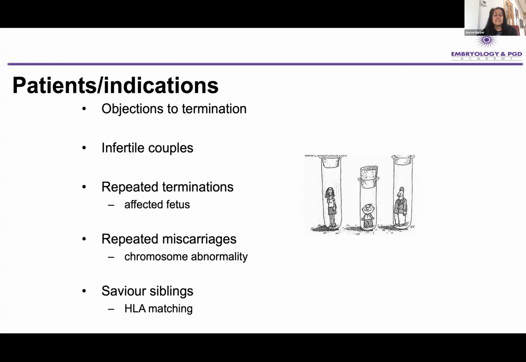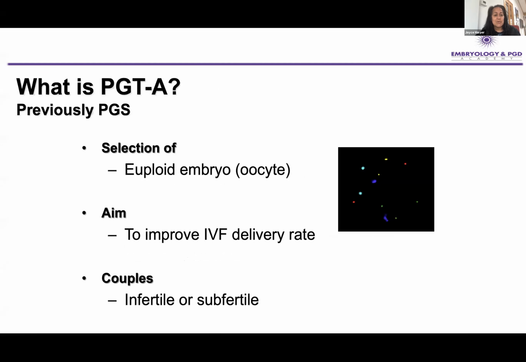And we're not going to talk about this today, but we do talk about this in the module. We can do PGT for save your siblings, but that's a long story. So PGT-A, so on the certificate module, Roy gives a whole talk about PGT-A, but this was previously PGS. So this is the selection of a euploid embryo or oocyte, so one that is chromosomally normal. And almost all these patients are infertile or subfertile. And the aim here is to try and improve the IVF delivery rate or the live birth rate.